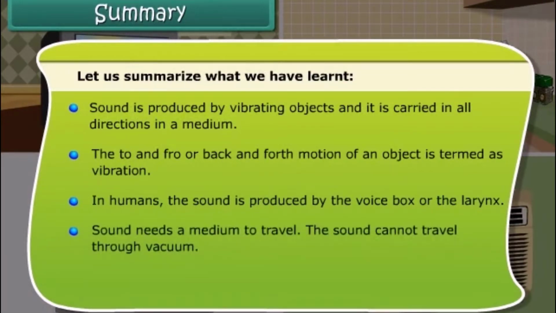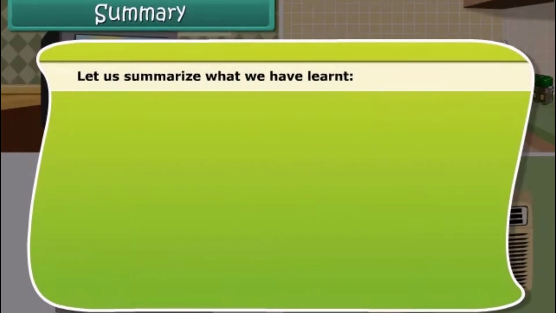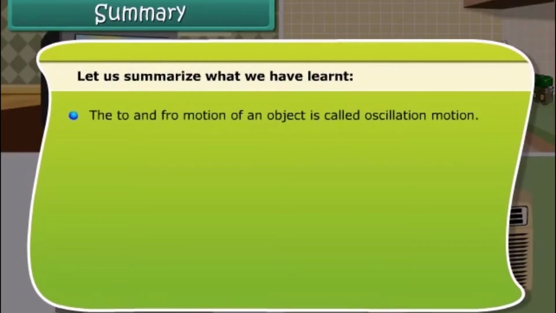Sound needs a medium to travel. The sound cannot travel through vacuum. We hear sound through our ears. Position is called the amplitude of vibration. The to and fro motion of an object is called oscillatory motion.